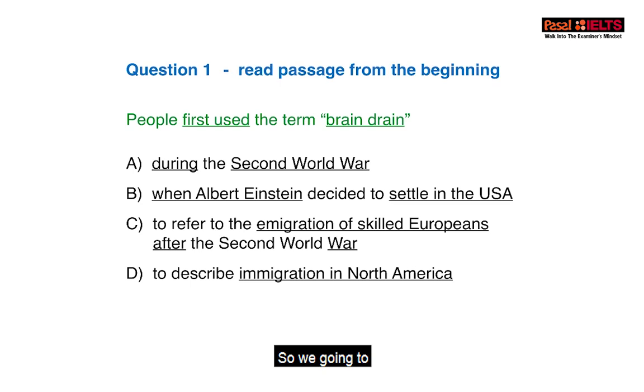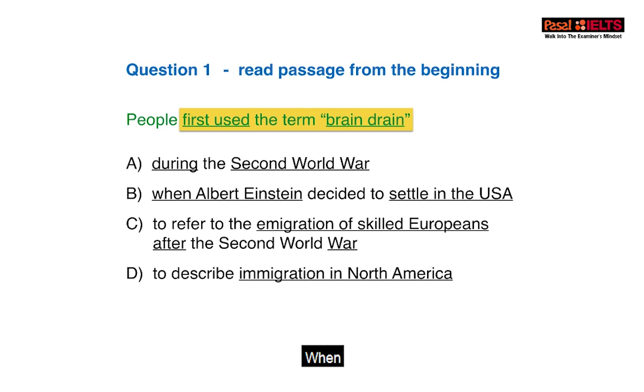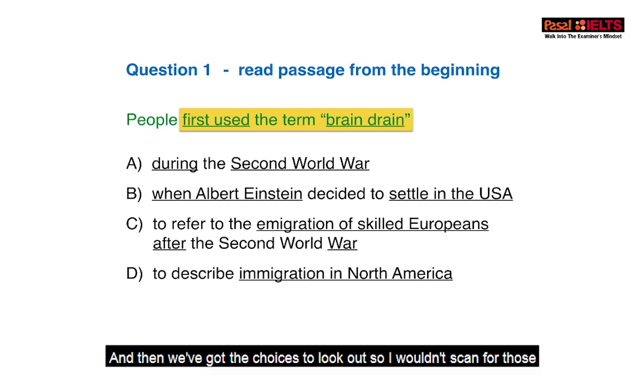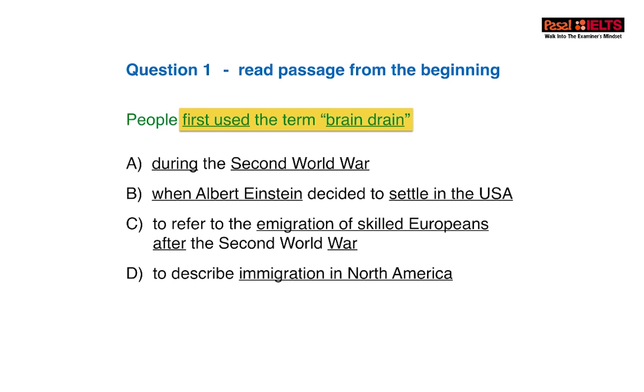So we're going to read the passage from the beginning, and first we're going to focus on this question. And the keywords first used the term brain drain. When did people first use this phrase? And then we've got the choices to look at. So I wouldn't scan for those easy words in the choices. I would look, reading at normal speed, look for the question statement first.